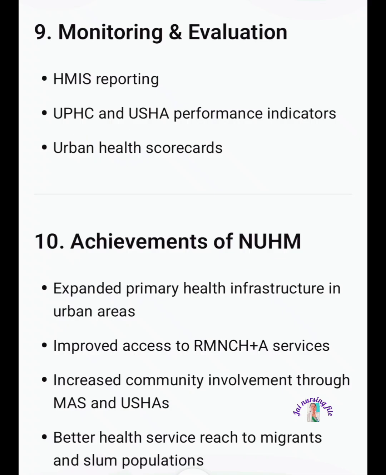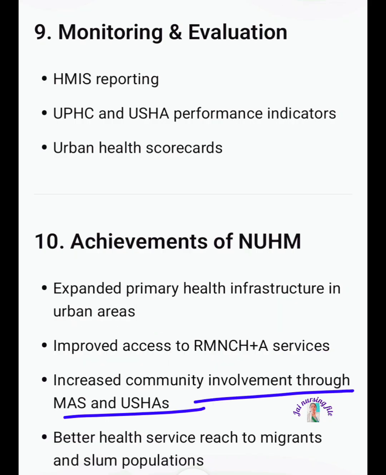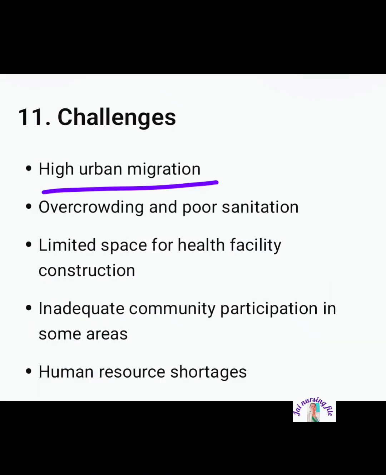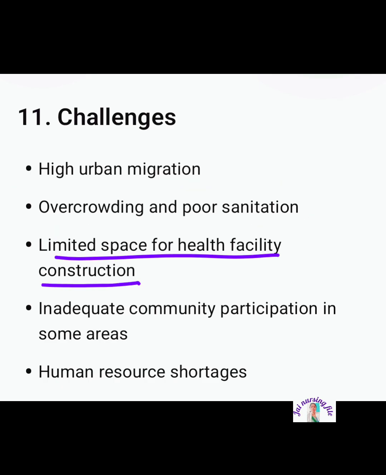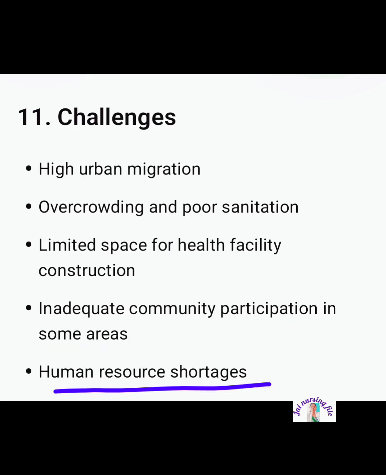And 10th one, achievements: expanded primary health infrastructure in urban areas, improving the access to RMNCH plus A services, increased community involvement through the MAS and ASHA, and better health services reach to migrant and slum population. The next one, challenges: higher urban migration, overcrowding and poor sanitation, limited space for health facility construction, inadequate community participation in some areas, and then human resource shortage.